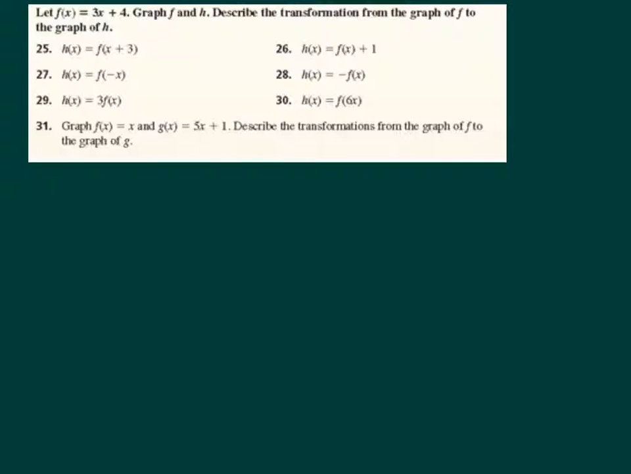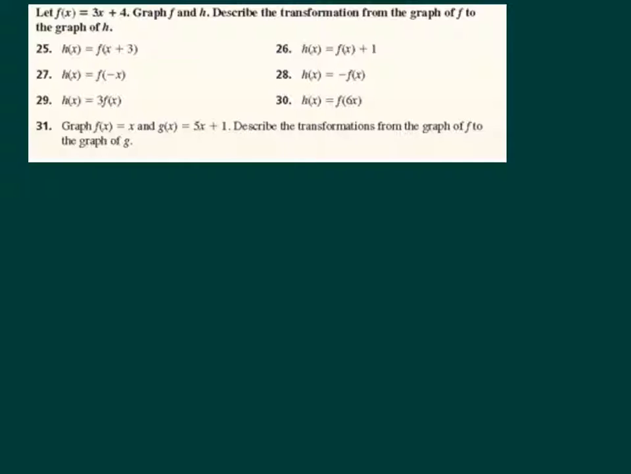Okay, so with the notes that we've taken over this section, you should be able to pause and see the answers for this particular set of problems, and all you need to do is describe the transformation from f to h. Again, f of x is 3x plus 4, and that's all there is to it. After that, we just need to take the function and translate it in a certain way.